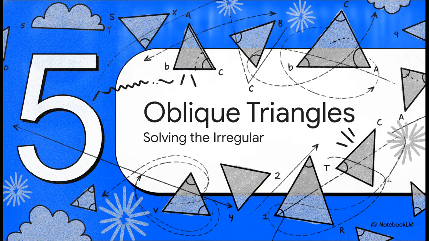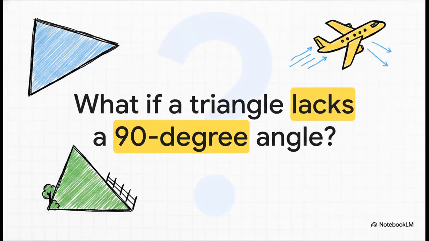Section 5, solving any oblique triangle. So what happens when we break that 90-degree limitation entirely? When a triangle doesn't have a 90-degree corner, it's called an oblique triangle. Suddenly, SOH CAH TOA doesn't apply directly. So how do we calculate missing sides and angles for totally irregular shapes, like a weirdly shaped plot of land, or the flight path of an airplane battling crosswinds?